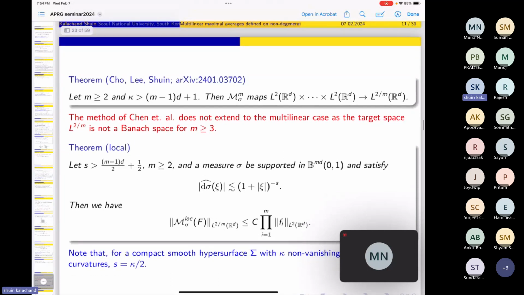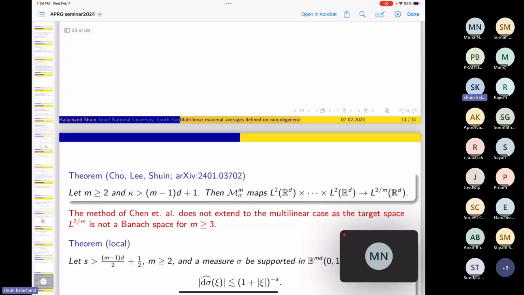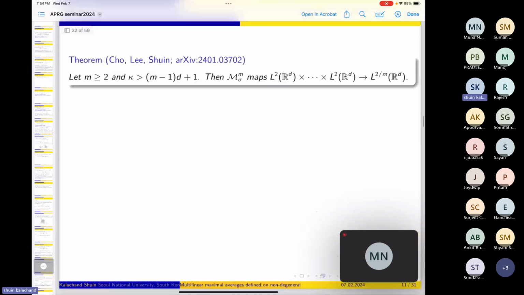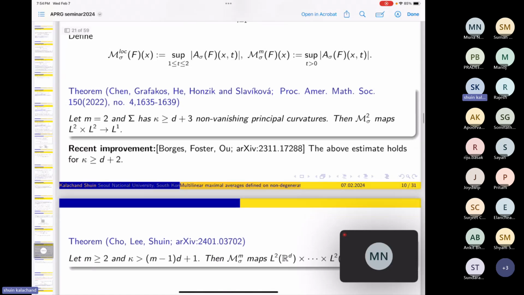And here also observe that when m is 2, this kappa is strictly bigger than d plus 1, which means kappa is greater than or equal to d plus 2, which recovers the improved result of Borges, Foster, and Ou. Their technique is also the same as that of Chen, Grafakos, Honzík, and Slavíková, so their technique also does not extend to the multilinear case.